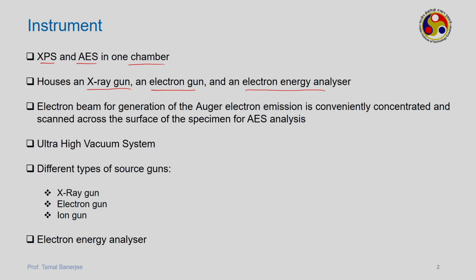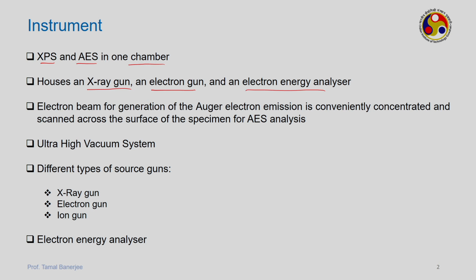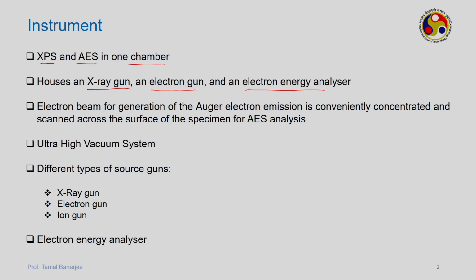The X-ray gun is the source of the photon energy. The electron gun is required, as in a scanning electron microscope. The electron energy analyzer is essentially the heart of the instrument, where you find the distribution of the kinetic energy of the electrons. The electron beam for generation of Auger electrons is conveniently concentrated and scanned across the surface of the specimen for AES analysis.